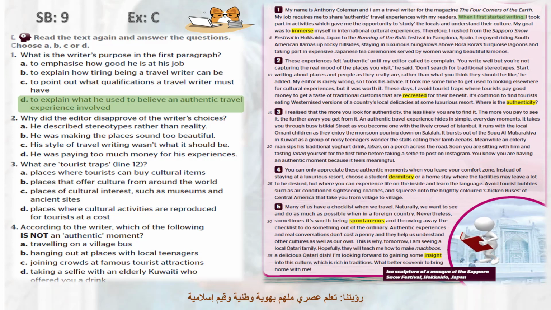Again, look for the answer in paragraph 2, because answers come in order. Here is a highlighted part. Look at it. "You write well, but you're not capturing the real mood of the places you visit," he said. "Don't search for traditional stereotypes. Start writing about places and people." So, why did he disapprove of the writer's choices?